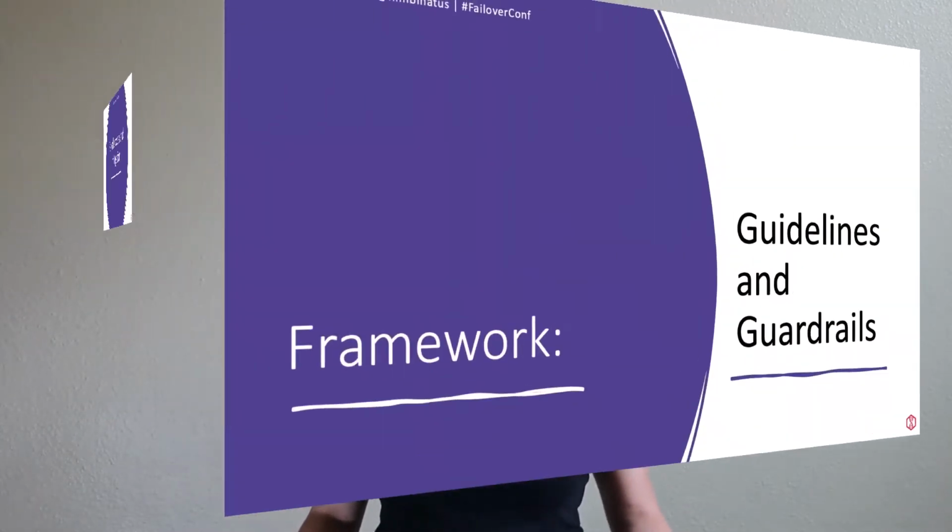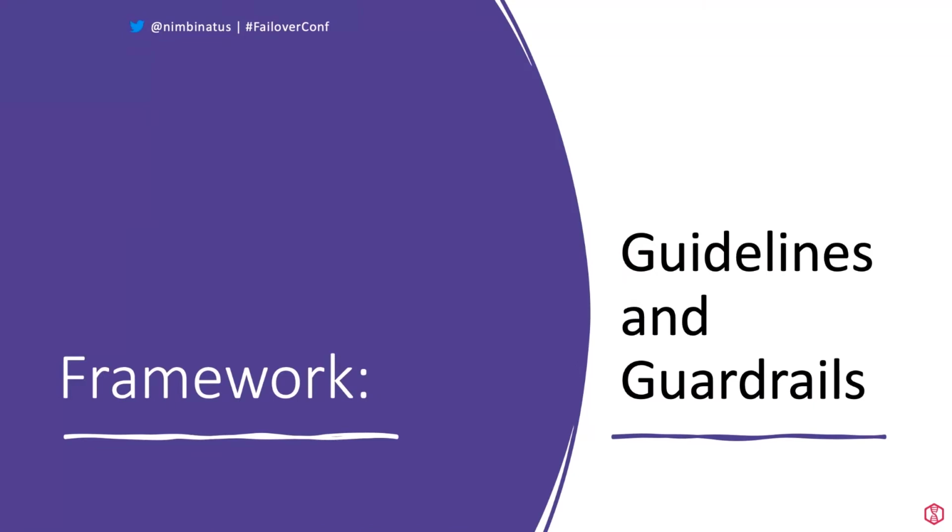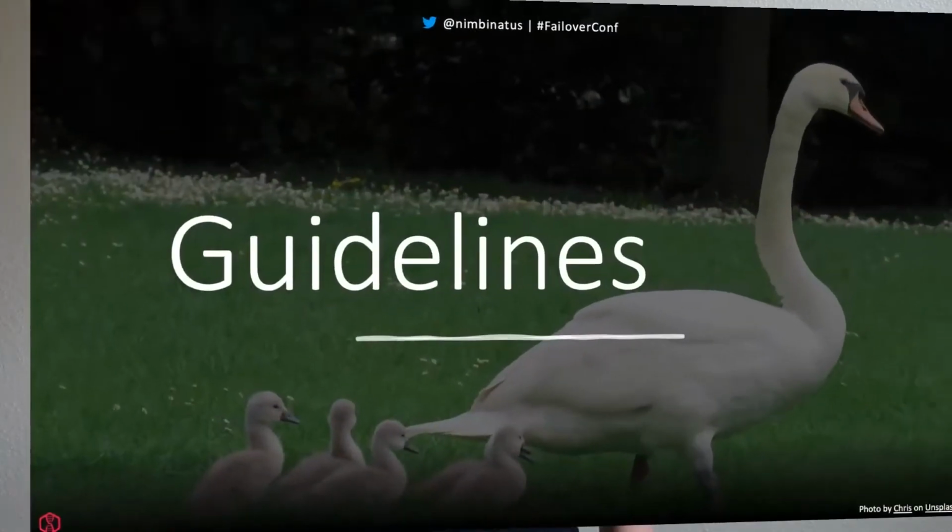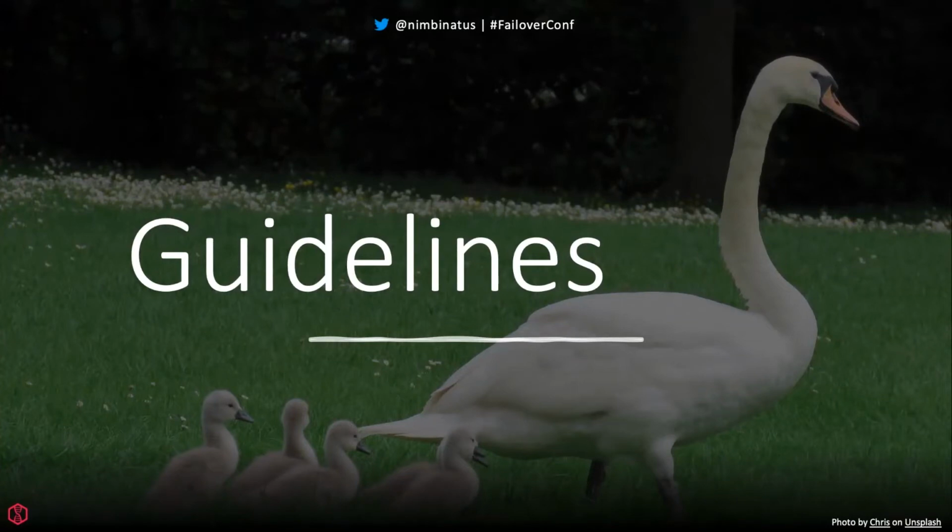So whenever I think about human error on an incident report, I typically think about guidelines and guardrails. And I think of that as a framework for how do we move forward together and ensure that we don't have the same problem happen twice. So what are guidelines and guardrails?